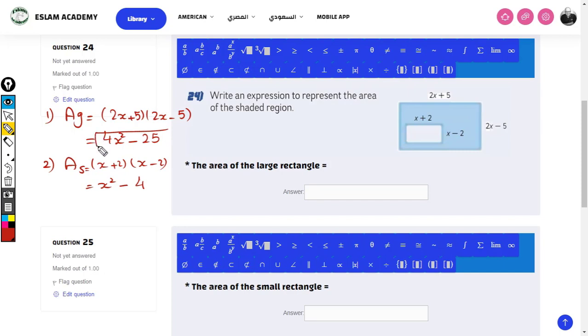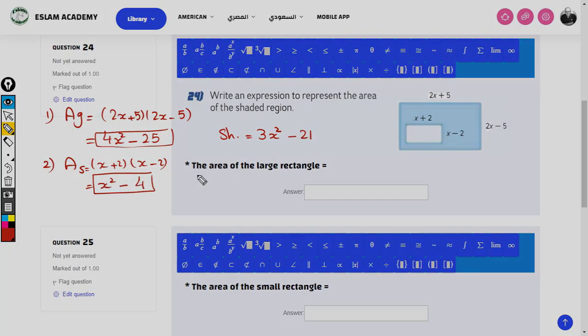Now we have the area of the greatest and the area of the smallest. Now to find the area of the shaded part, just subtract the area of the greatest minus the area of the smallest. So 4x to the power 2 minus x squared will be equal to 3x to the power 2. As we said before, when adding and subtracting, we just keep the same power, but we change the coefficient. Negative 25 minus negative 4 equals negative 21.